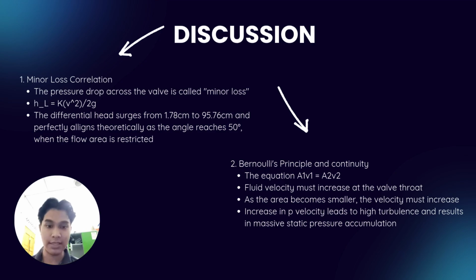The second concept is the Bernoulli's principle and continuity equation. The equation that is learned from Fluid Mechanics 1 can be used in this experiment. That is, A1 V1 equals A2 V2. As the fluid velocity increases, the area of the valve or the flow of the fluid must decrease, and vice versa. The increase in the velocity of the fluid leads to high turbulence and it becomes less laminar and results in massive static pressure accumulation in the throat of the valve, leading to a higher pressure buildup in the manometer.